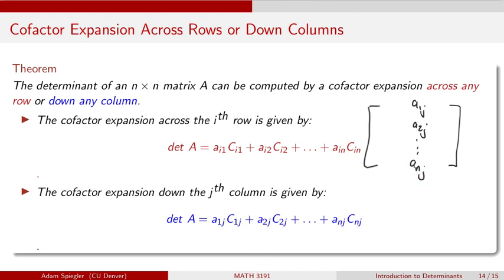To summarize, to calculate the determinant of a square n by n matrix A, we can use a cofactor expansion down any row, or we can go across any column, and we should be strategic as far as which row or column we pick to help minimize the amount of calculations. So let's take a look at one last example on the last slide.